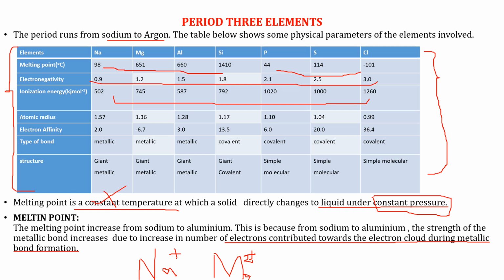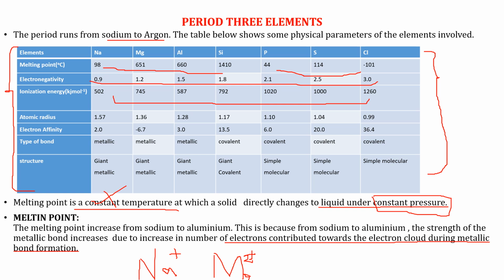And similar applies to aluminium. The higher the number of electrons contributed by each metal for metallic bonding, the stronger the metallic bonds. And the stronger the metallic bonds, that means that energy required to break those bonds is going to be higher. So similarly, aluminium is going to have a higher melting point than magnesium, which is also for the same reason.